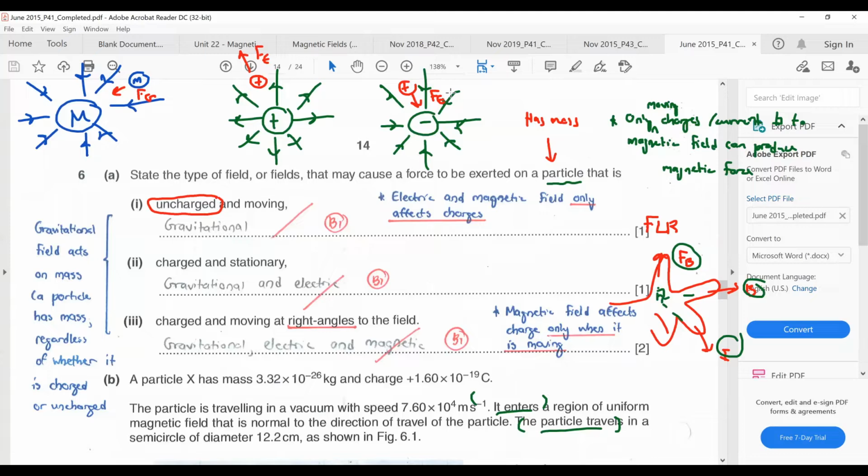When you say a charged particle is moving at right angles to the field, it could mean something like this. Say this is your magnetic field in this direction. Your charged particle is moving like this with a velocity v. So this charged particle moving at right angles to the magnetic field here will experience a magnetic force. And the direction of the magnetic force will be determined by Fleming's left-hand rule, according to this. Okay, right. So this one is okay.